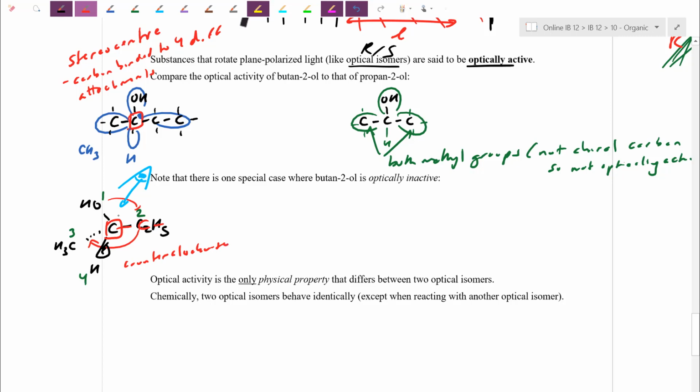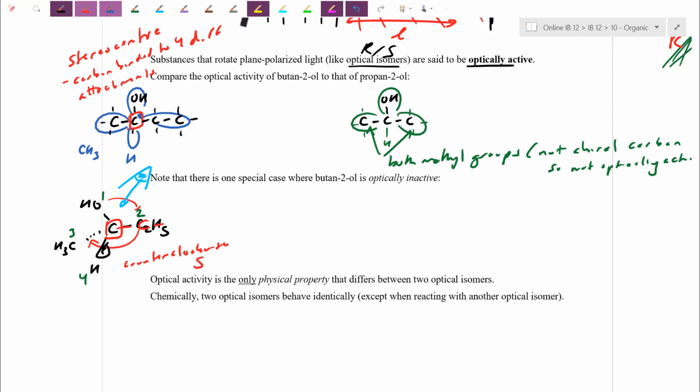Again, you could say, wait a second, isn't that clockwise? It's because I'm looking at it from the wrong side. The lowest priority group is actually jumping towards me. I want you to actually physically walk around to the other side. You should be able to then see the OH, the C2H5, and the one that's jumping out towards me. Those are actually counterclockwise. Counterclockwise is sinister, so that's actually the S isomer.